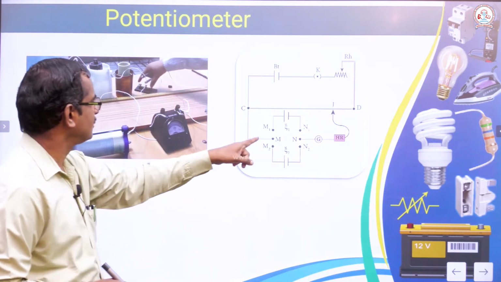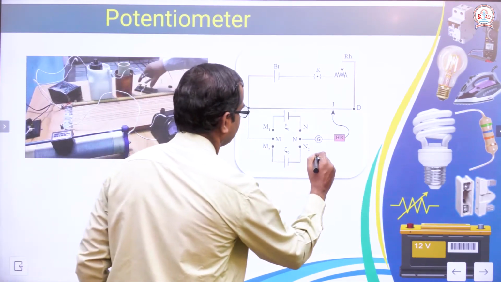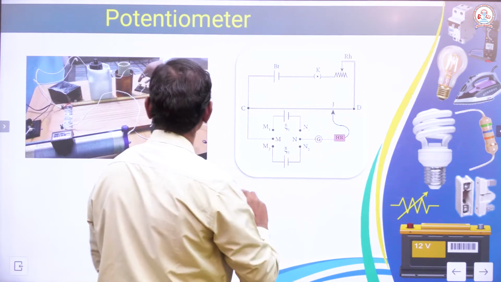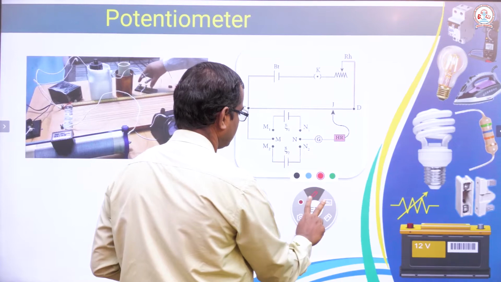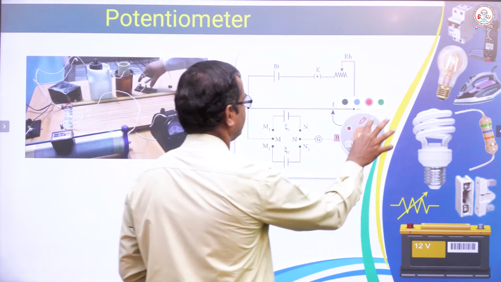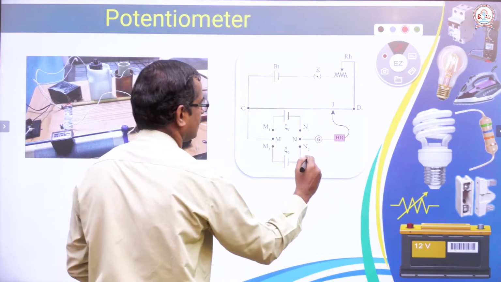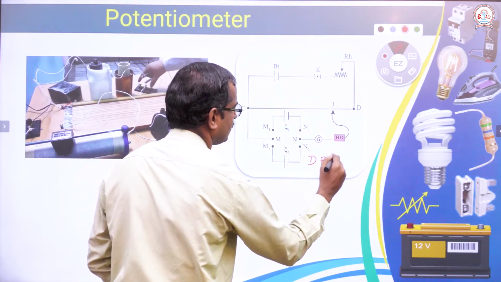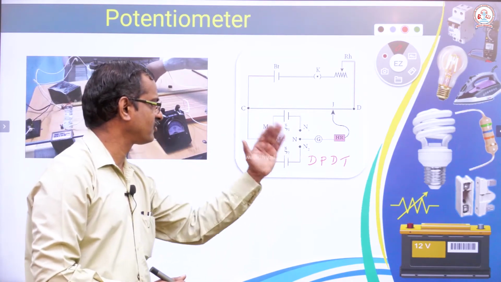Actually, this switch is called a DP-DT switch. Double pole, double throw. You can change the direction of flow.